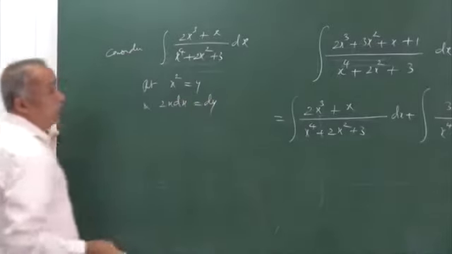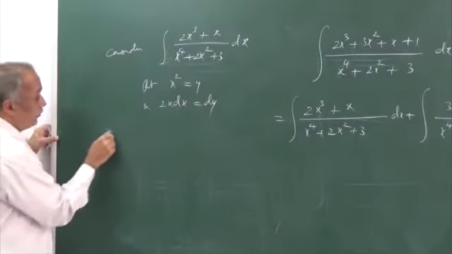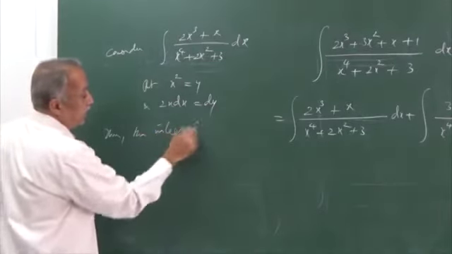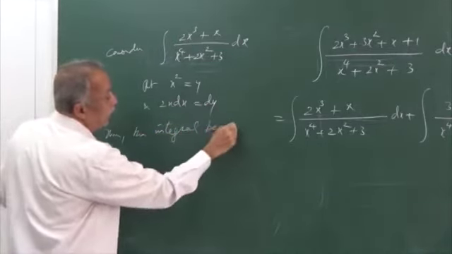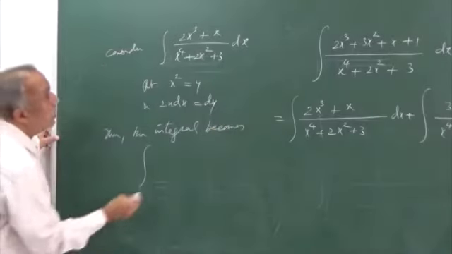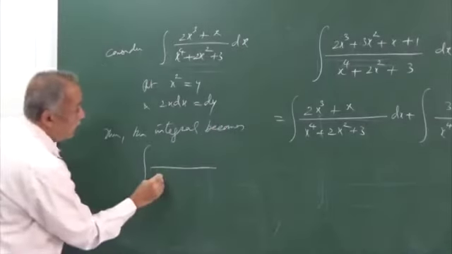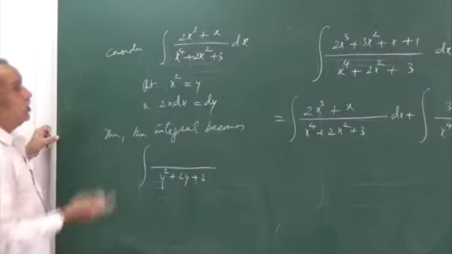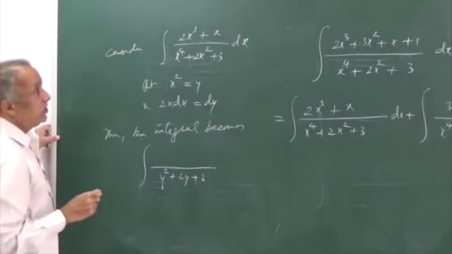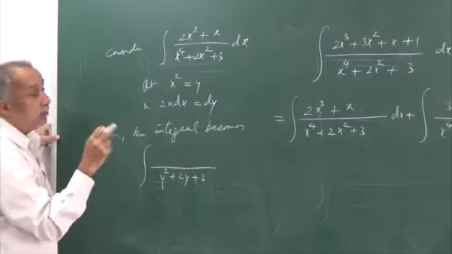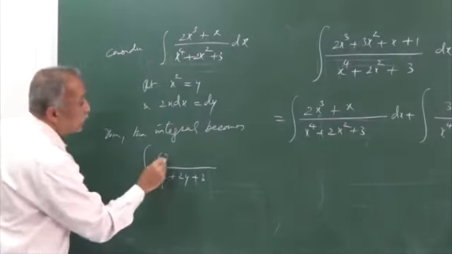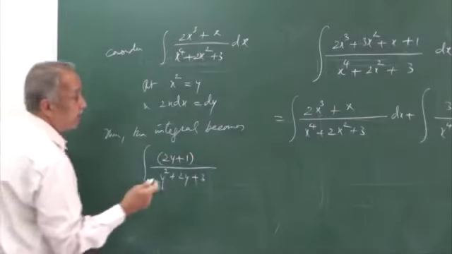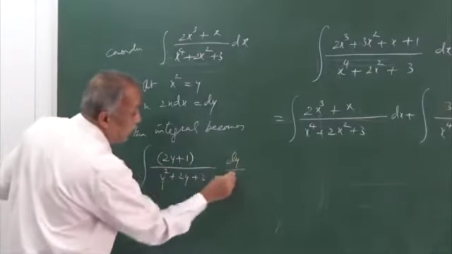As a result, my integral will become, then the integral becomes, denominator y square plus 2y plus 3, numerator 2x cube plus x is 2x square plus 1 multiplied by x. 2x square plus 1 is 2y plus 1 into x with dx, and x dx is dy by 2.